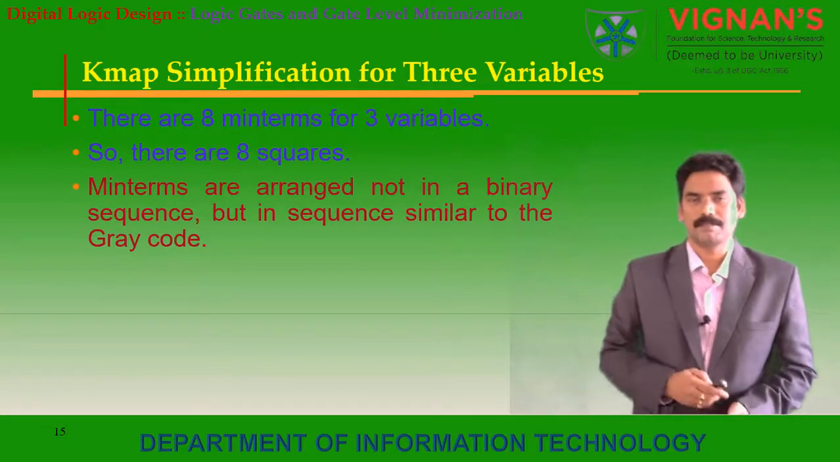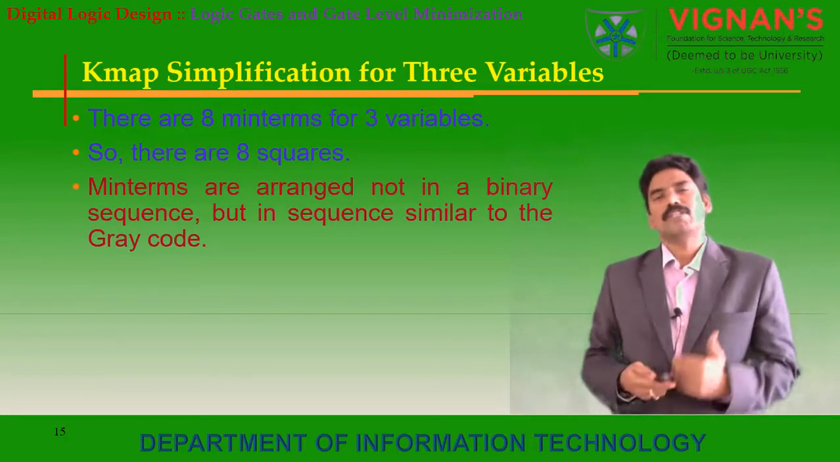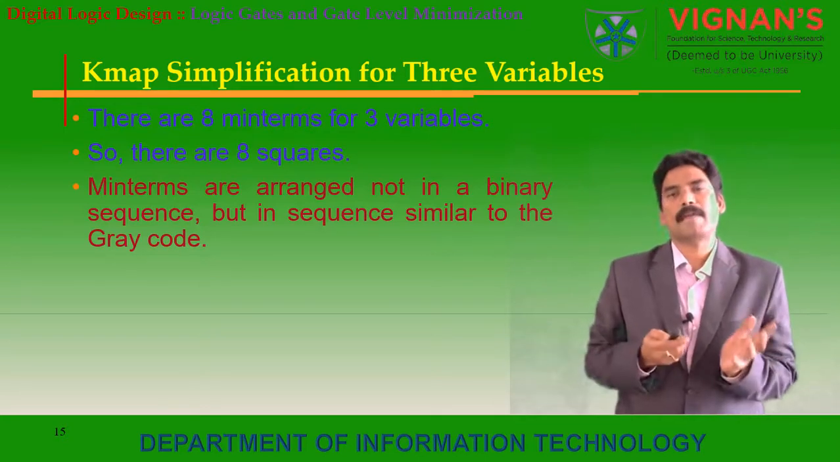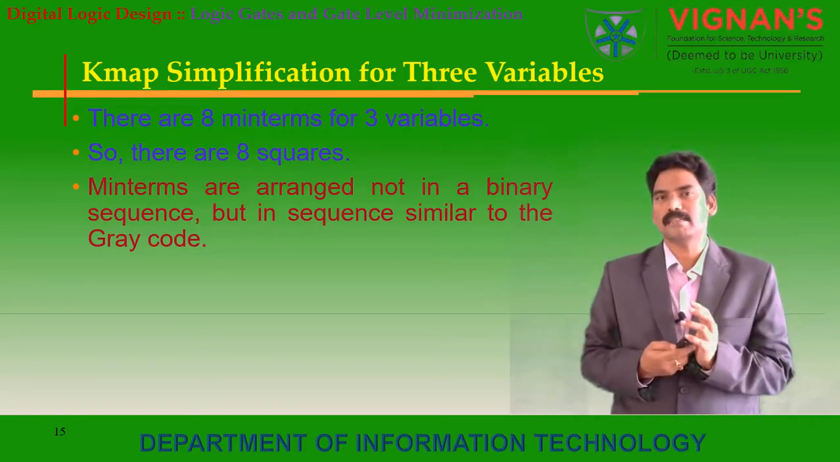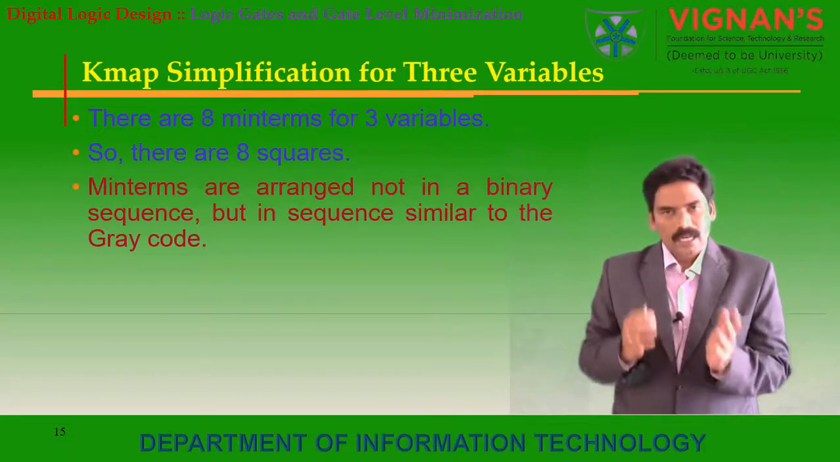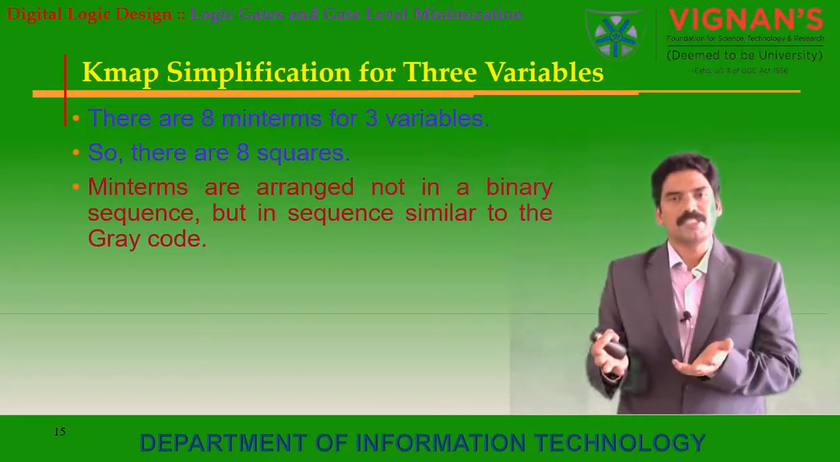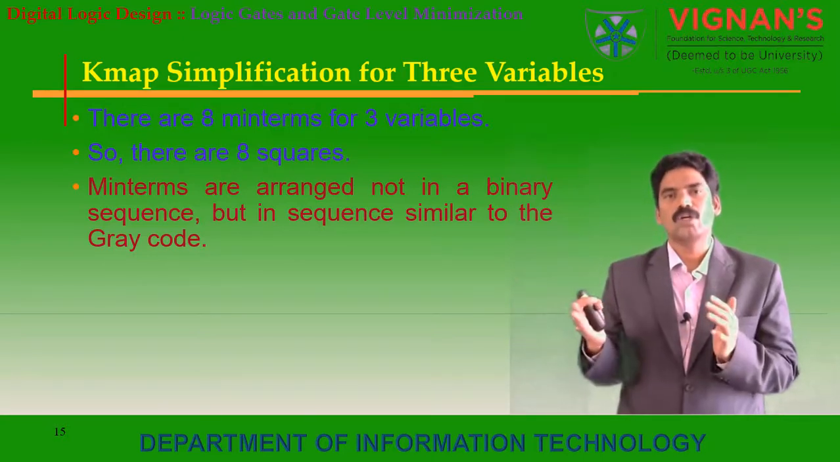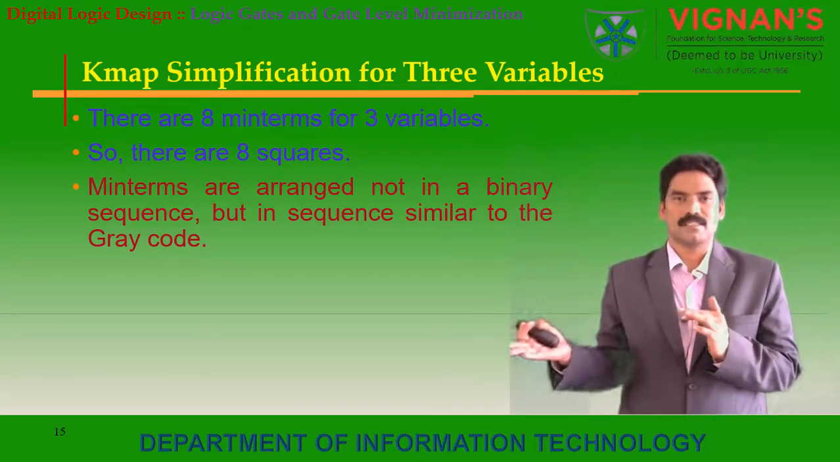Now, example. We are going to discuss the 3 variable K-map. 3 variable K-map means how many squares will be there? 2 cubed, 8. 8 squares will be there. There are 8 squares, meaning 8 minterms. There are 8 minterms for 3 variables. So, there are 8 squares.